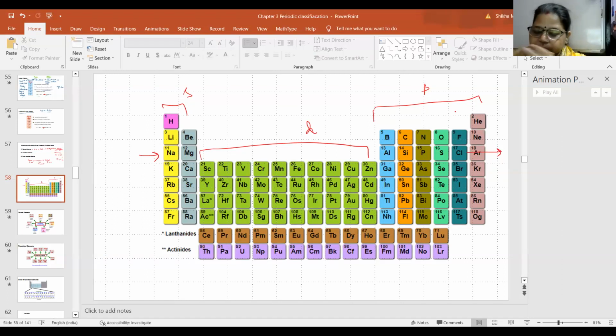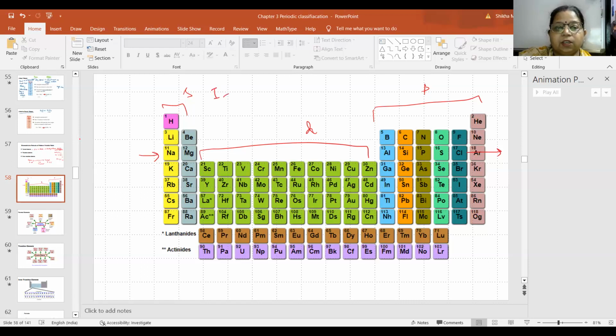So that's how it works. It's a metal, it's a non-metal, and the properties are changing. Is it clear? That's why the D block is known as transition elements. Yes, ma'am. Okay, moving to the F block.